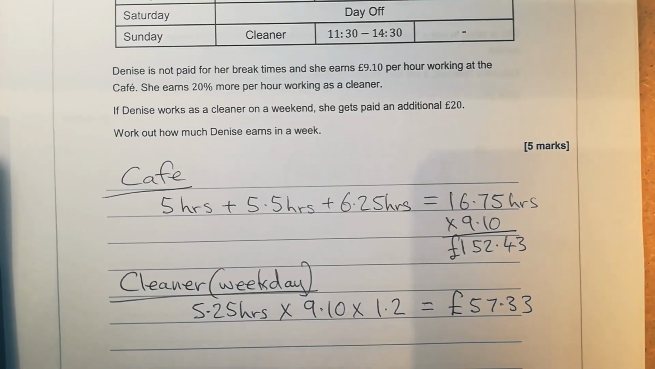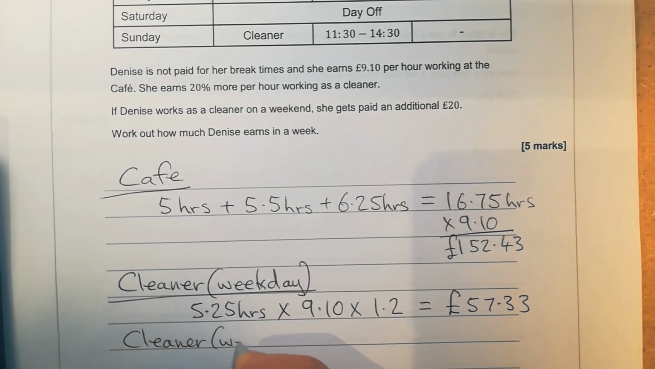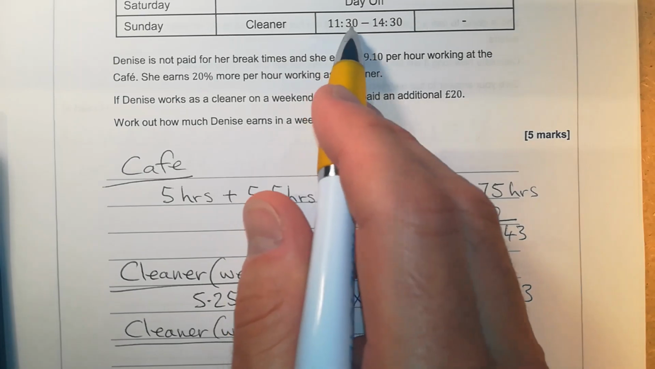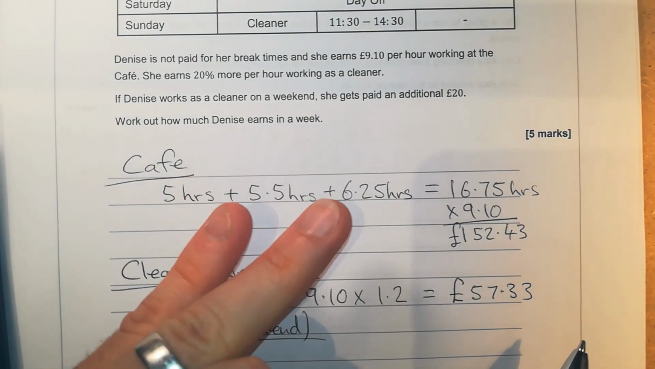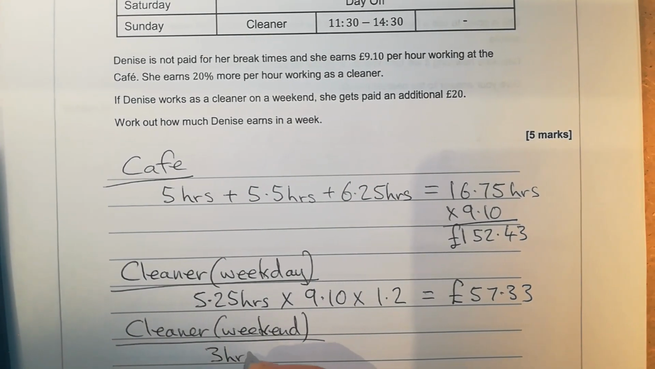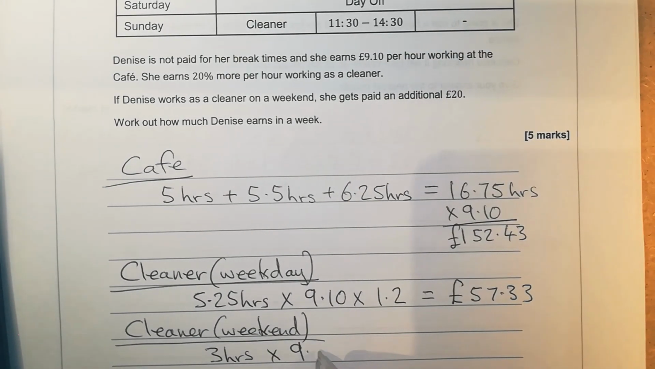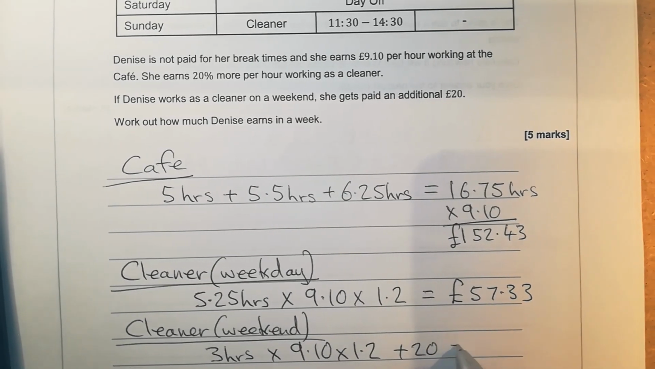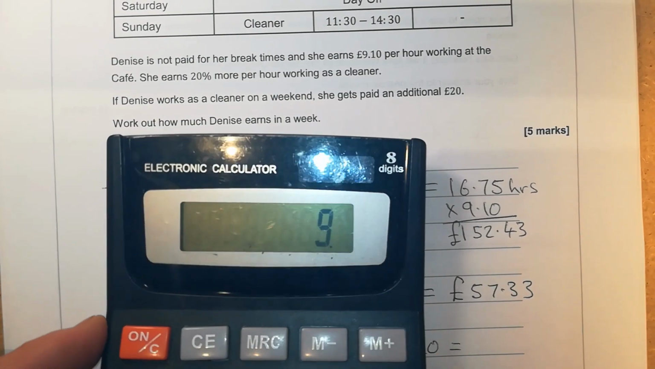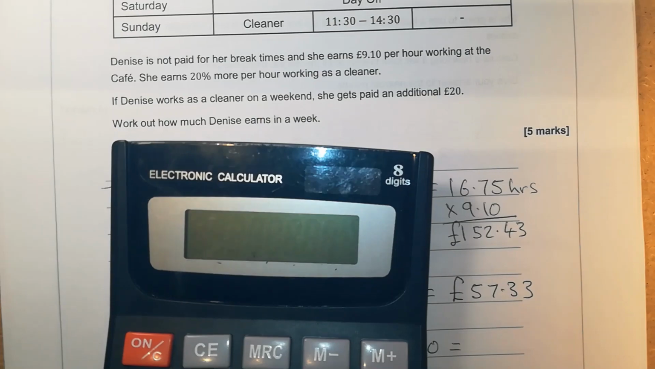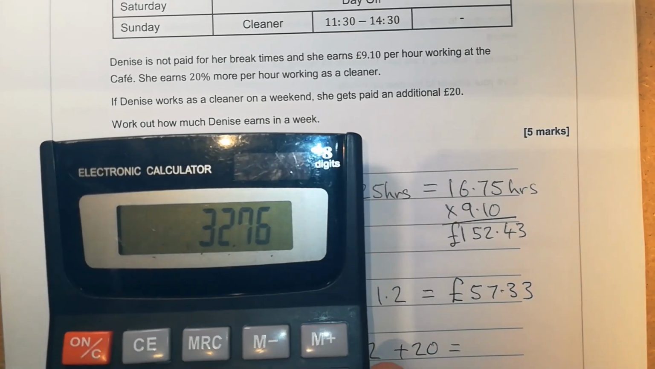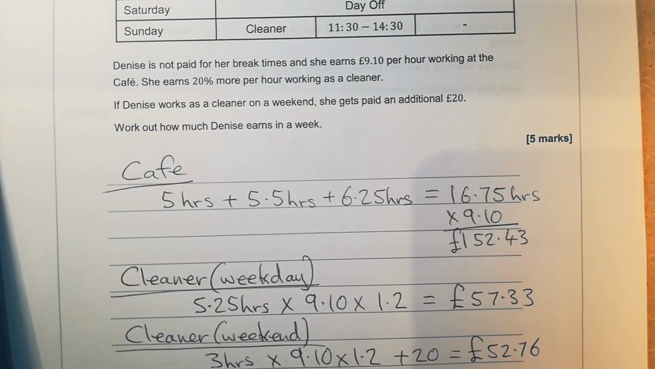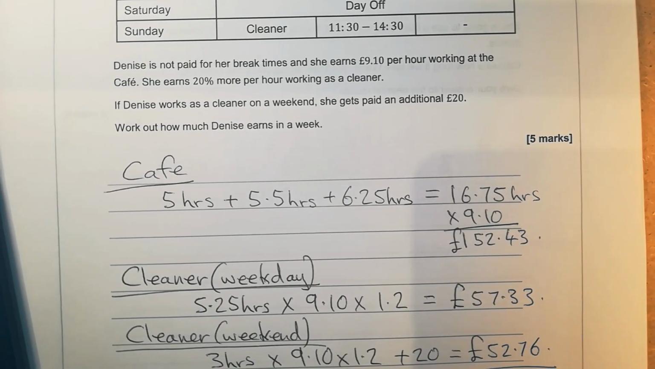Now, if she works as a cleaner at the weekend, well, she's working 11:30 to 14:30. So from 11:30 to 12:30, 13:30, 14:30. So that's 3 hours, no break. So we multiply that by £9.10. Then we have the extra 20%. And then we're going to add on our extra £20. So 3 times £9.10. Add on the extra 20%. Again, you can work out 20% and add it on separately. And then we add on our bonus, £20. £52.76.